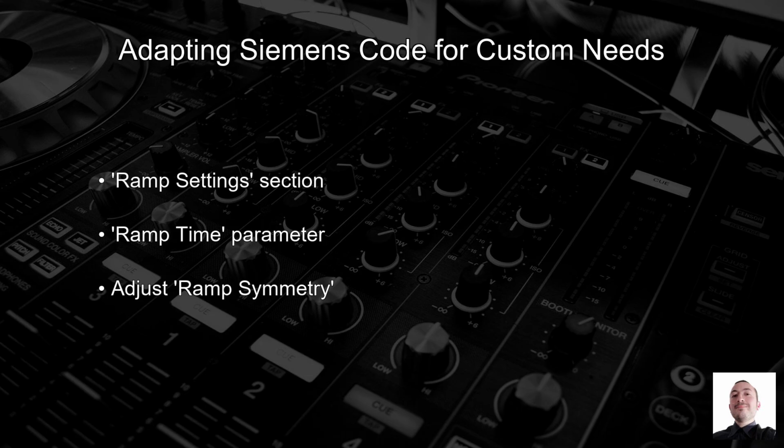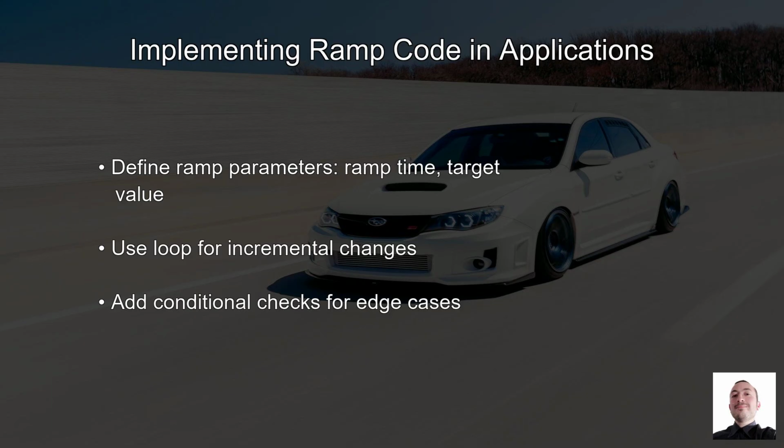Remember, the ramp symmetry parameter ensures that the up and down ramps are balanced, which is crucial for consistent performance. Adjust this to match your system's dynamics. These settings are pivotal for tailoring the Siemens code to fit your unique operational environment. And here's why that matters. Implementing ramp code in your applications ensures smooth variable control, eliminating abrupt changes that can cause system instability.